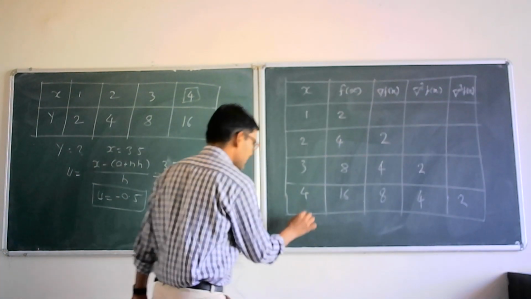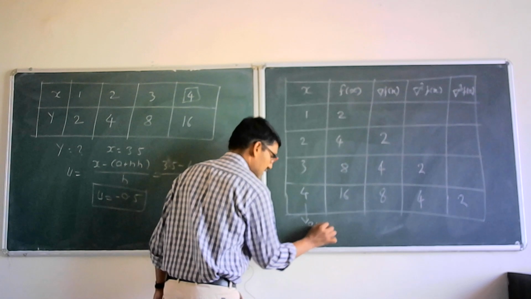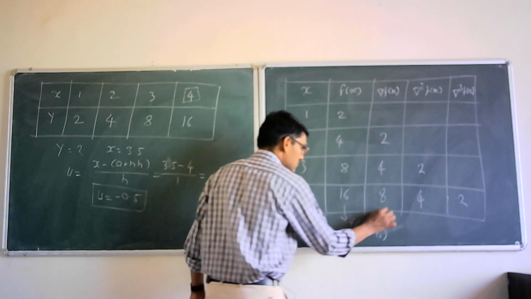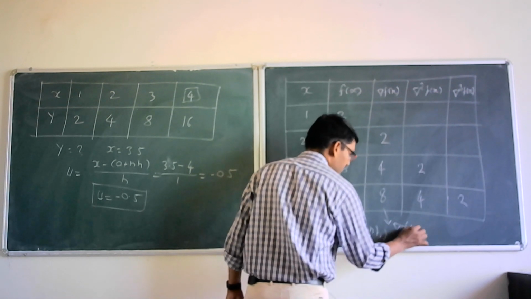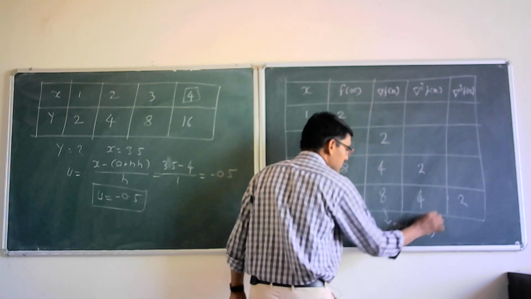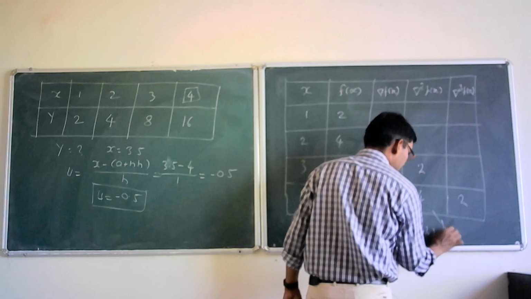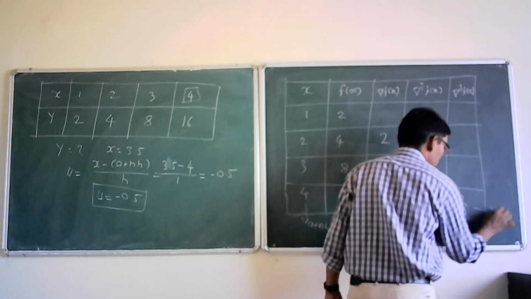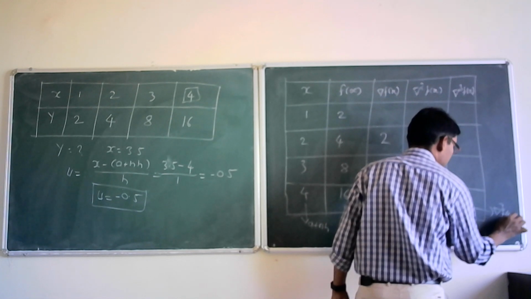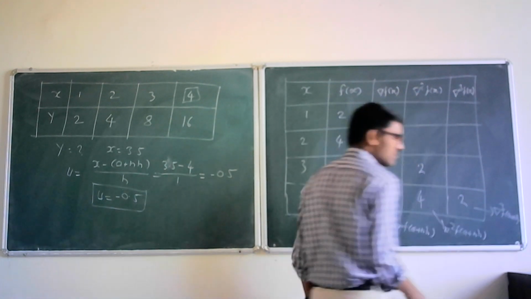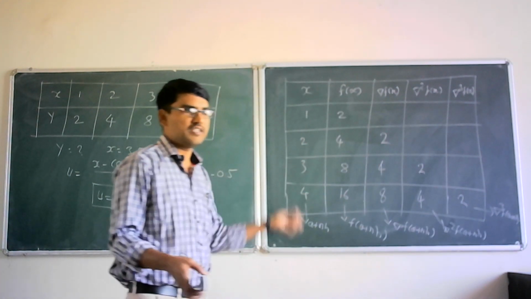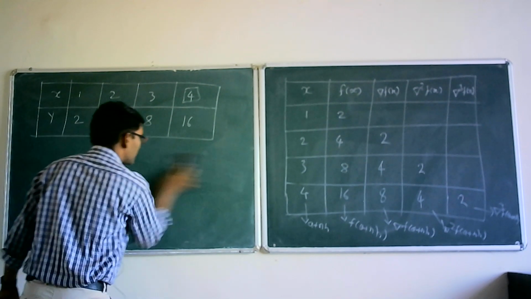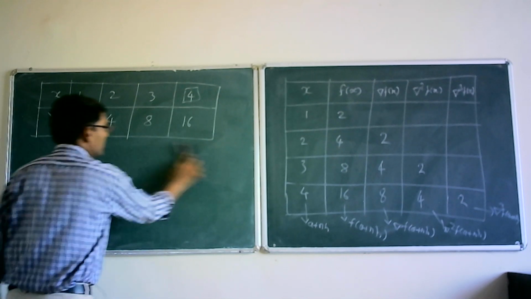So this is f of a plus nh. This is del f of a plus nh. This is del square f of a plus nh. And this is del cube f of a plus nh. So you know all the values. Just put these values in your formula, and you will get the approximate interpolated value at x is equal to 3.5.